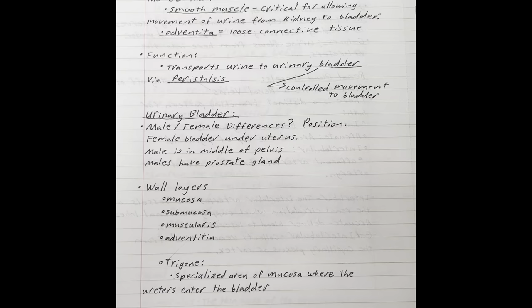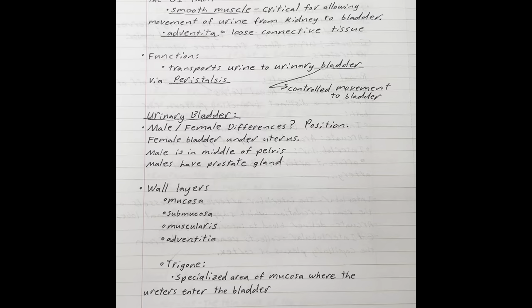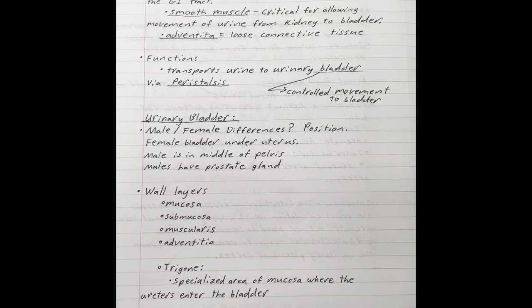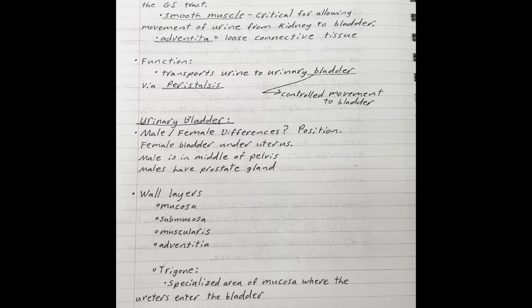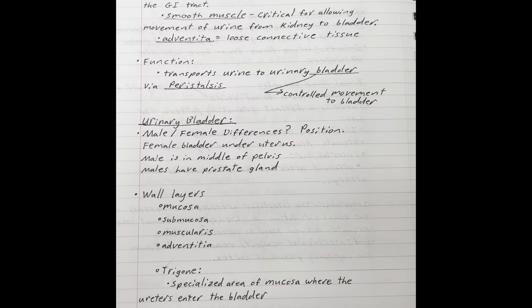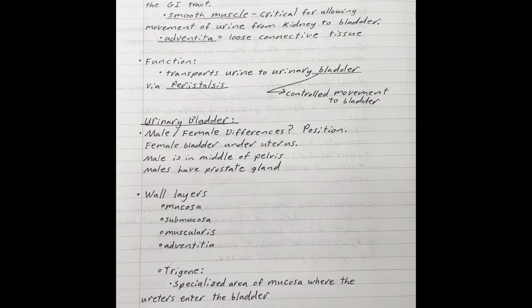Wall layers of the urinary bladder: mucosa, submucosa, muscularis, adventitia.